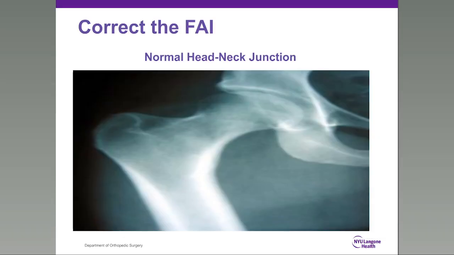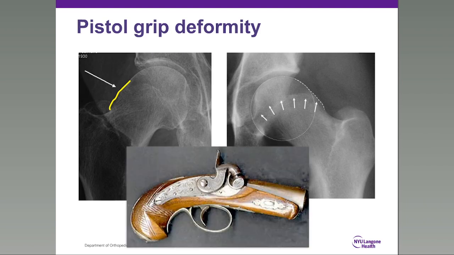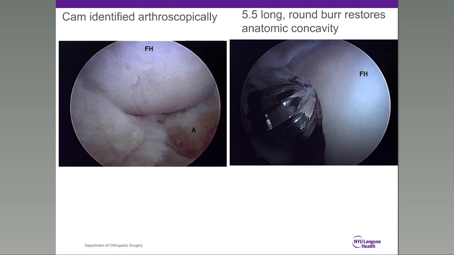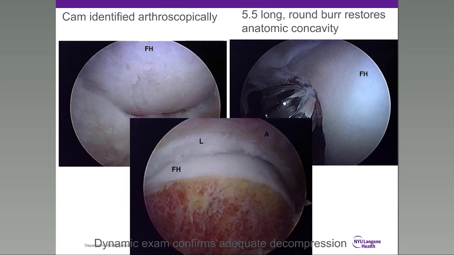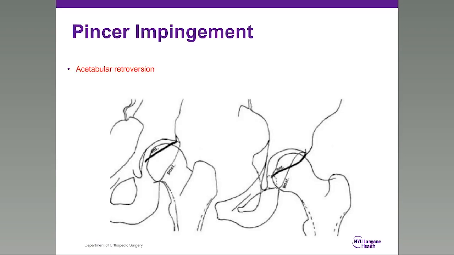Okay, so this became distorted a bit, but the normal femoral head-neck junction would look like that. We call this a pistol grip deformity or cam lesion because you can see the similar shape of a pistol grip. Arthroscopically, I can identify the cam lesion. We can burr it down, and we can do a dynamic exam, making sure that it doesn't abut on the labrum. This is what it looks like pre-osteoplasty, and this is what it'll look like post-osteoplasty.